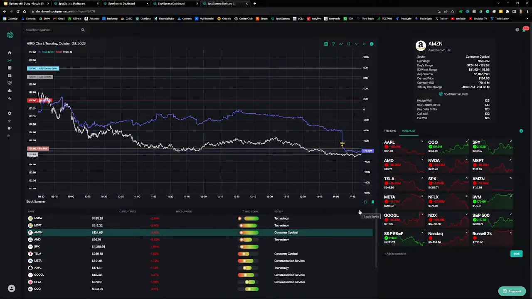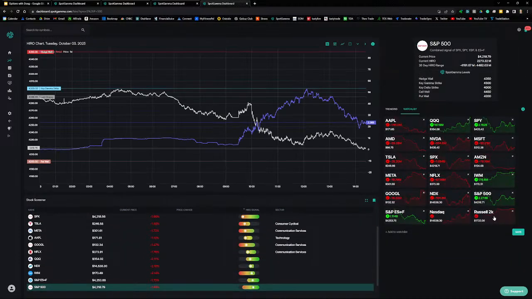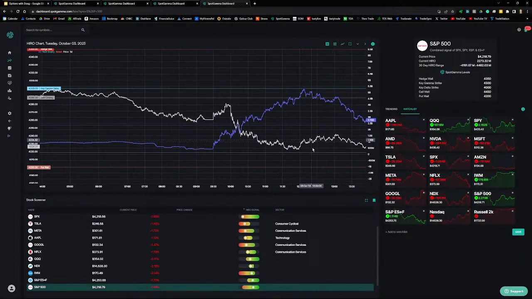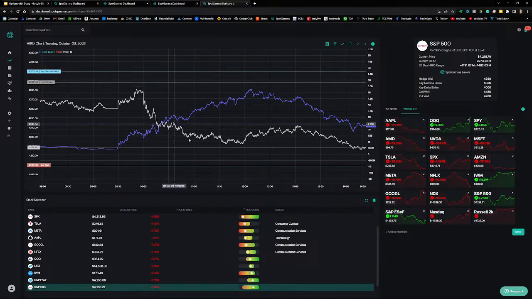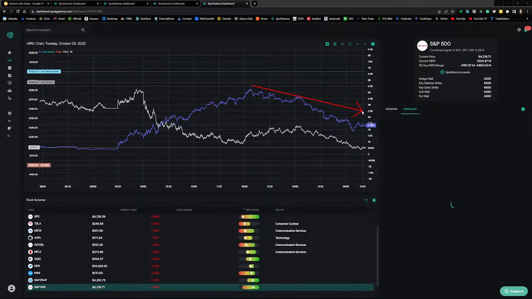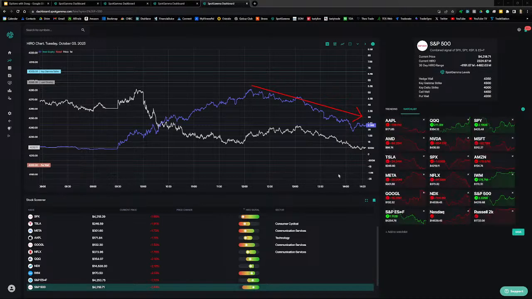And let's see if we can, first of all, check on the S&P 500. After reversing right around 12:10, options traders continue to take negative delta positions in the S&P 500. Looks like SPX is making a new low for the day, heading toward the 4,200 put wall. That's the next likely target if price continues lower.